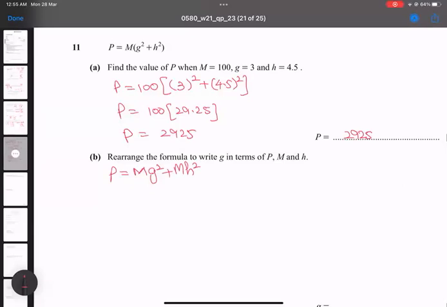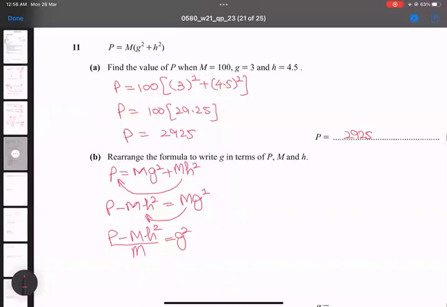Now my target is to make G the subject. So this term will go here: P minus MH squared equals MG squared. Now I need M on the other side. So P minus MH squared, divided by M, is equal to G squared. Onward, I don't need the power 2, so first of all I will switch the sides. And we know when we switch the sides, there is no sign change at all.